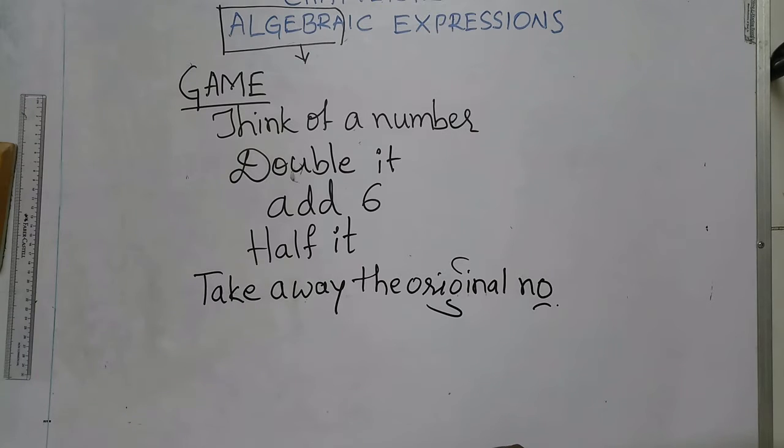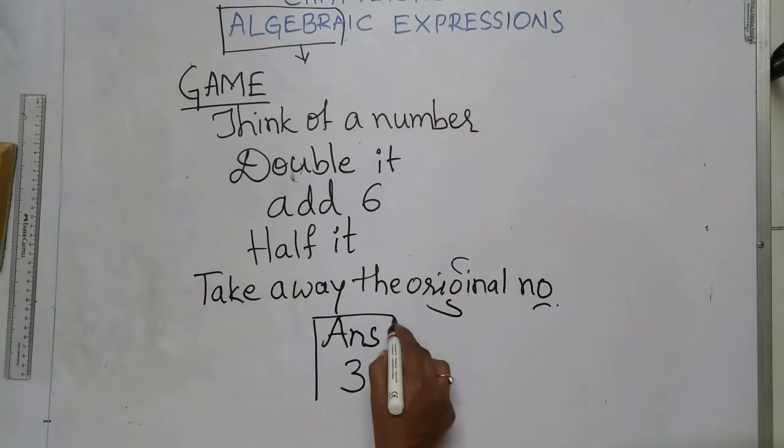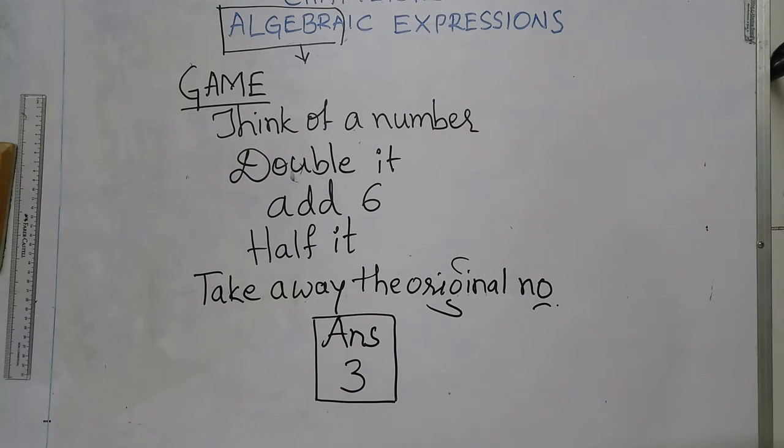What answer did you get now? Well before, I can tell you the answer: the answer here is 3. So how did I get this answer without knowing what number you have taken? After doing all this, you are getting 3. This is not magic here. It is based on algebra. It is created in such a manner that I'll always get the answer as 3.